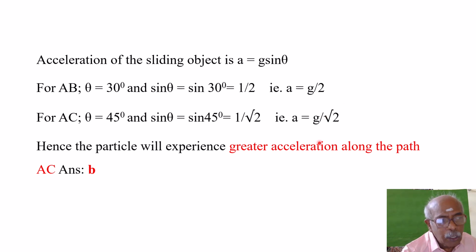Okay, that's it. So hence the particle will experience greater acceleration. Root 2 is less than 2, is it not? So the denominator becomes lesser and lesser, and the acceleration will be more and more. So greater acceleration along the path AC. So option B is the right answer.